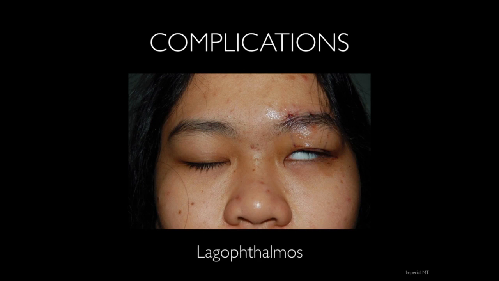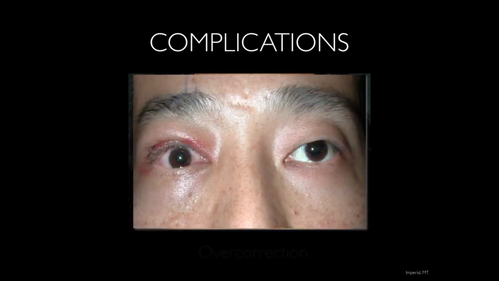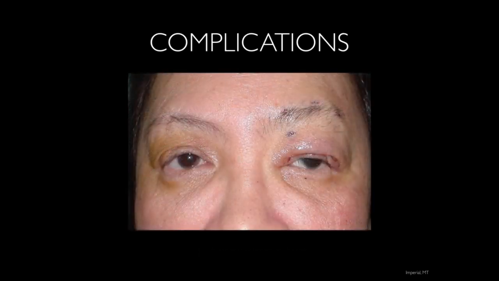Other common expected immediate post-op complications include lagophthalmos, overcorrection, and undercorrection. For me, it is better to have overcorrection as it usually lowers down in time, unlike undercorrection, which may usually remain the same or can get worse, obstructing your visual axis.